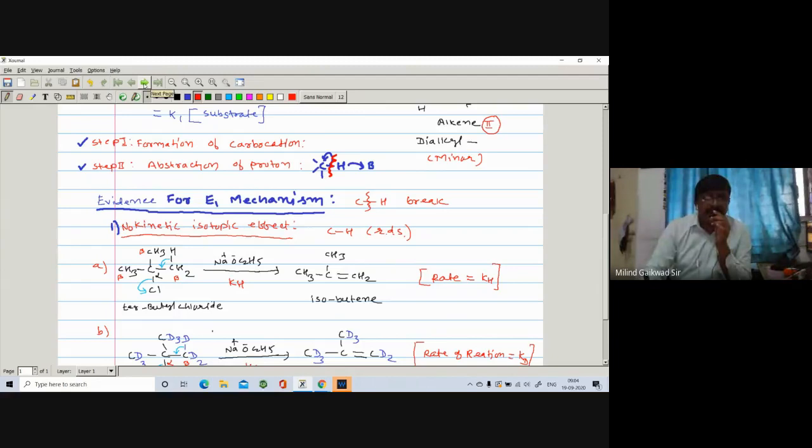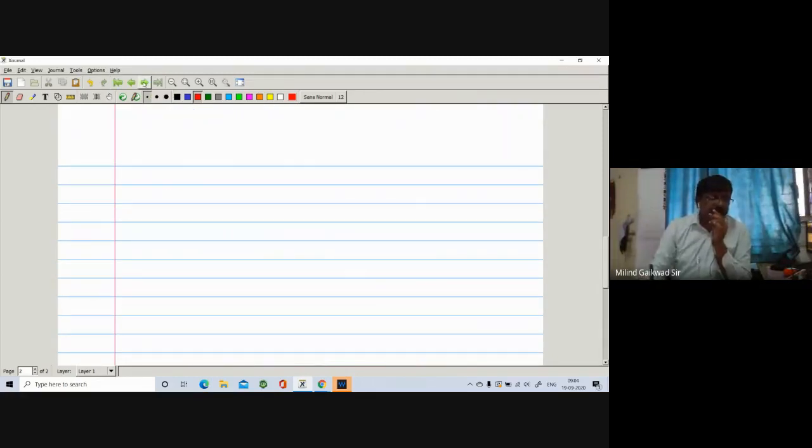Let us see the next evidence. In the next evidence, we have seen that there is a formation of a carbocation. So for the next evidence, we have to give the structural effect.